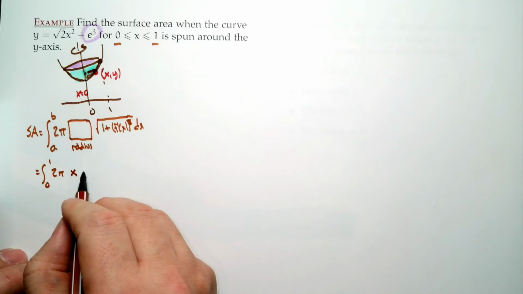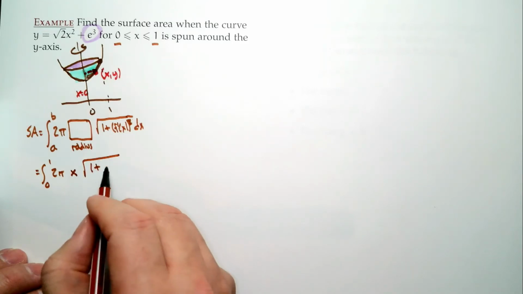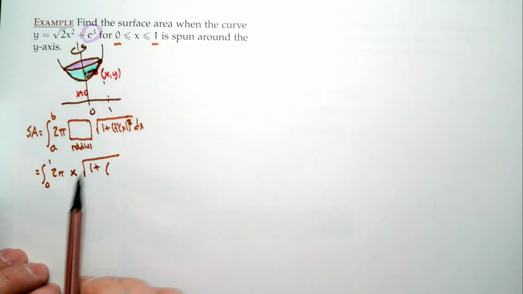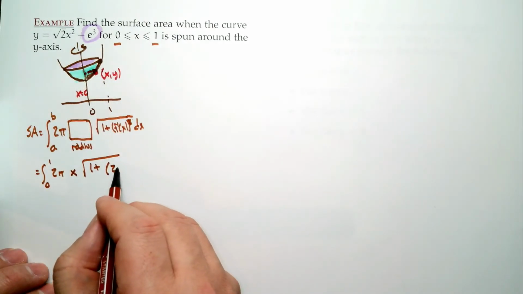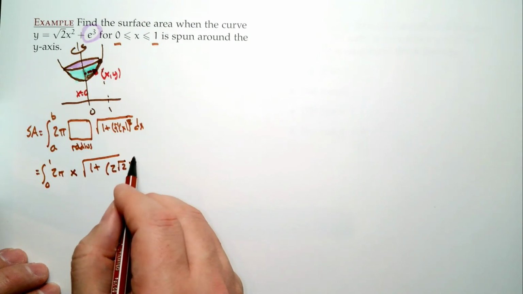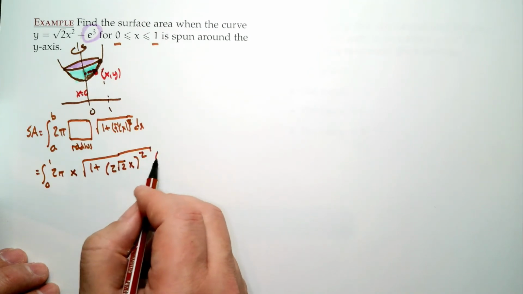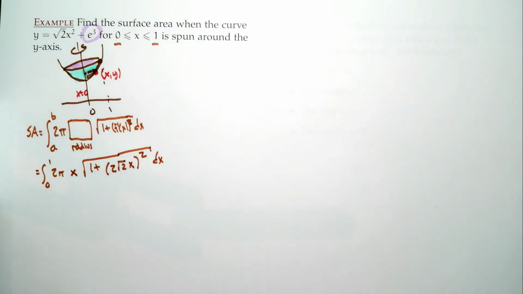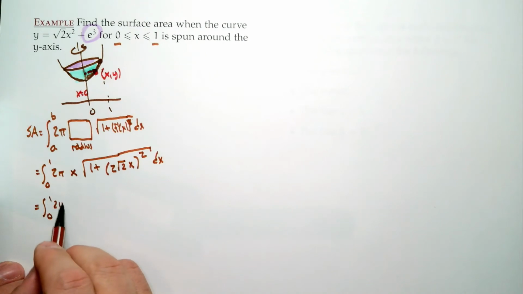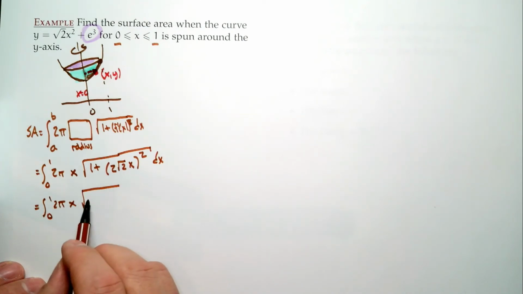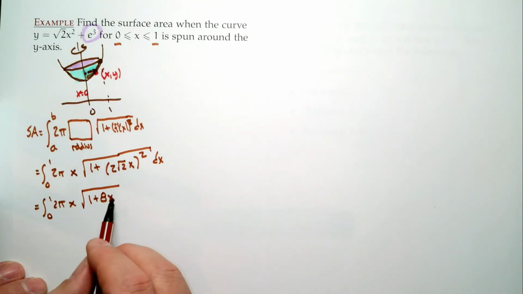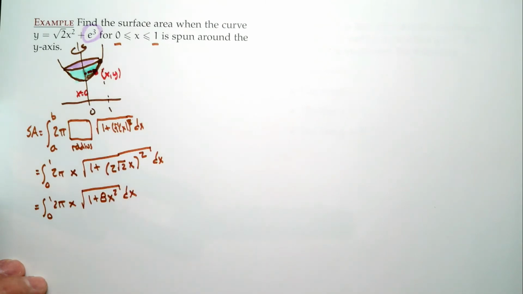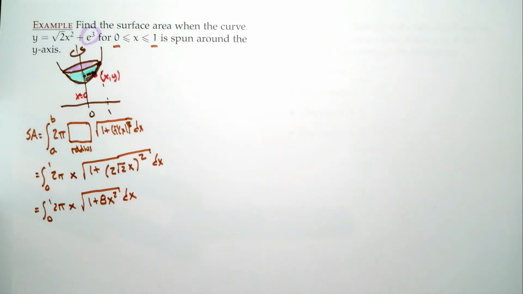Then we're going to have the square root of 1 plus, now, what's our derivative? 2 times root 2 times x, and we're going to square that, dx. Let's go ahead and square it. If we take 2 times square root of 2 and square that, what would we get? You would get 8x squared. Now, how do we integrate 2 pi times x times the square root of 1 plus 8x squared?